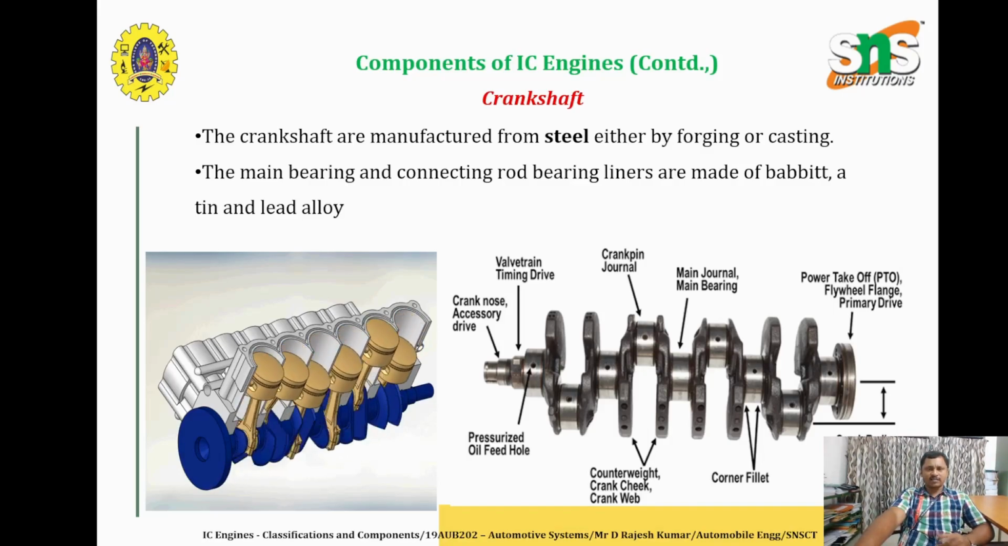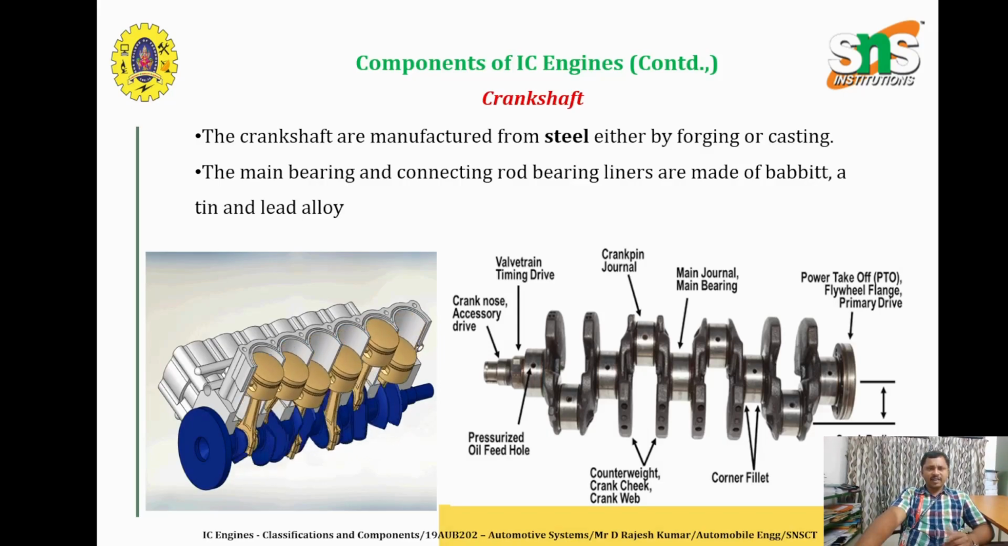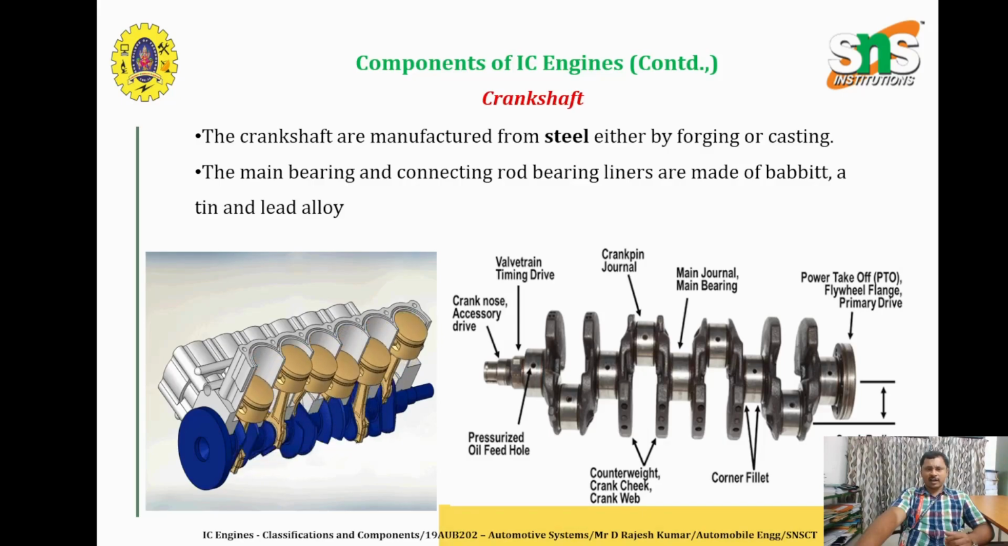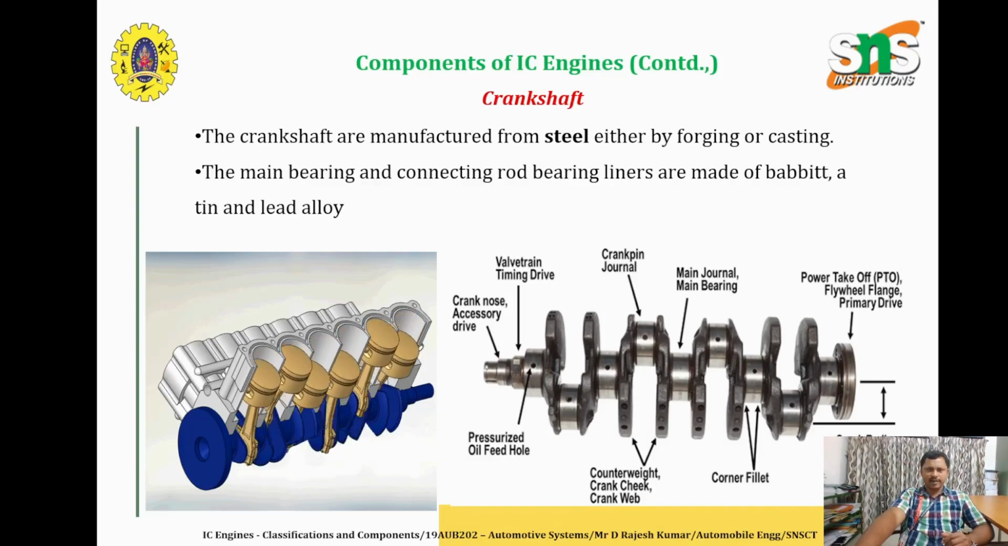You can see the crankshaft, they are always manufactured by means of a high strength material, that is steel, that is forged steel they use for the crankshaft. The main bearing and the connecting rod bearing liners are made up of babbitt, a tin and lead alloy. So this is how the connecting rod is made up.